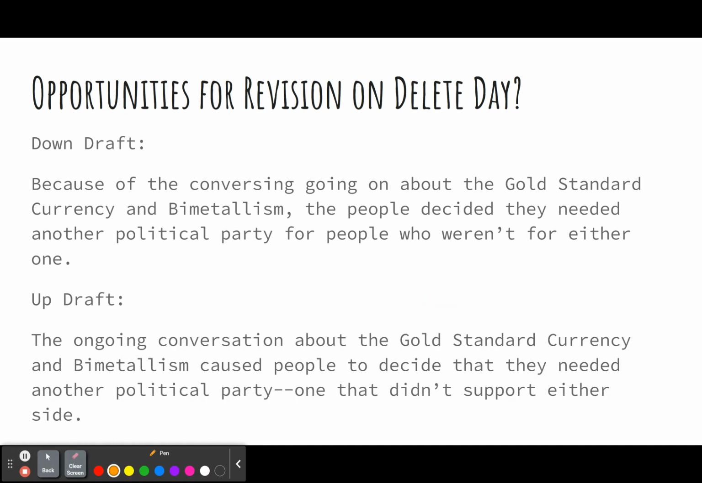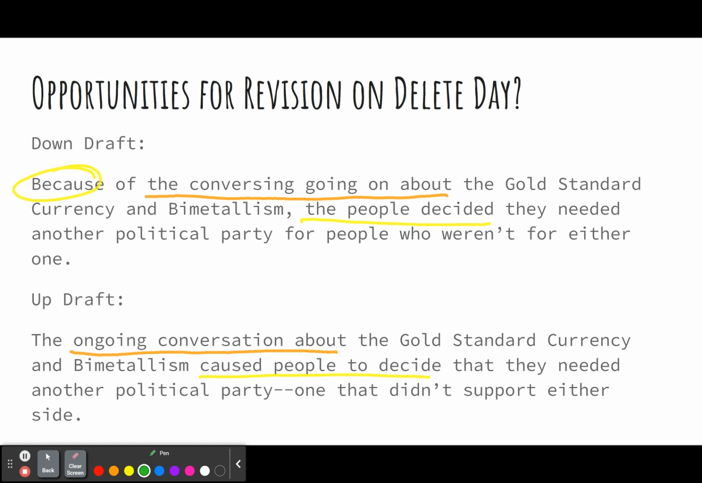So this delete day revision takes a little bit more unpacking, right? If you have "the conversing going on about," change that to "the ongoing conversation about," right? Condense that a little bit so you get to the point and it makes a little more sense. And then I like the intention here of saying, because of that stuff that's orange, the people decided. But if you just go ahead and say "cause the people to decide," that's actually a better move for the sentence to make it make more sense.